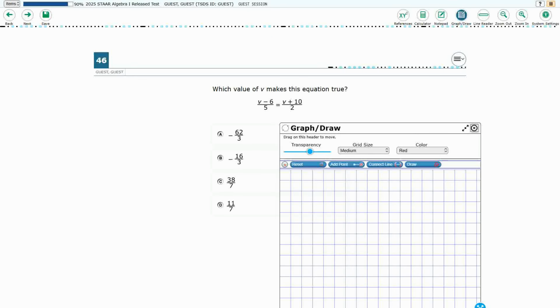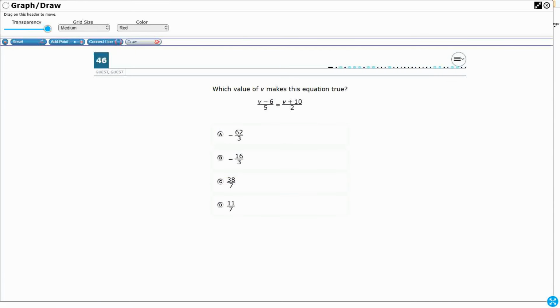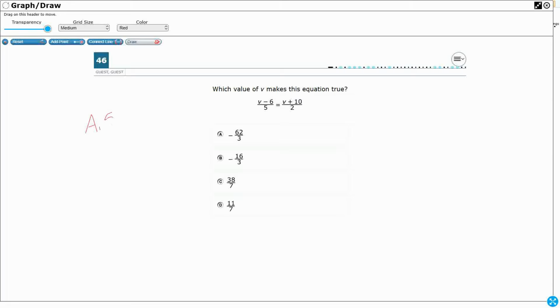For number 46, we are looking at linear equations and the distributive property. This is A.5a. We need to find the value of v that makes these equations true, and sometimes you can just plug these answers in and see which one works, but look at all those fractions. We want to play with that.